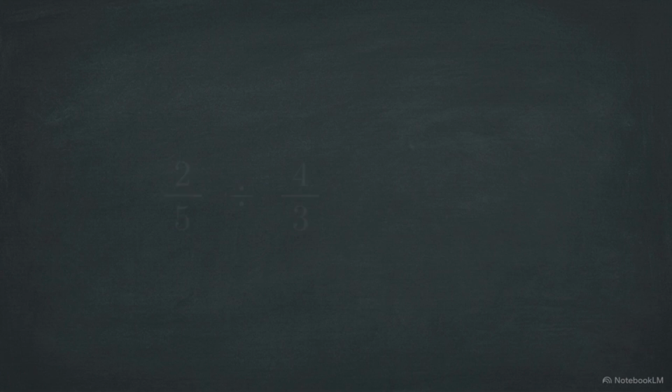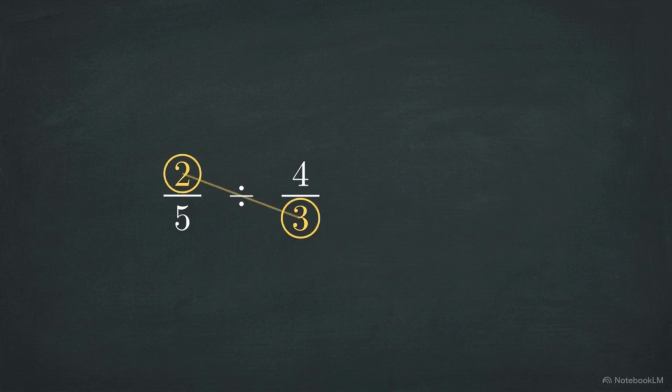Look at this equation showing 2/5 divided by 4/3. To solve this, we identify the structure. The very first number you write and the very last number you write are called the extremes. The two numbers trapped in the middle are the means. Multiplication also solves division. Multiplying the extremes, 2 times 3, builds your top number, 6. Multiplying the means, 5 times 4, builds your bottom number, 20.